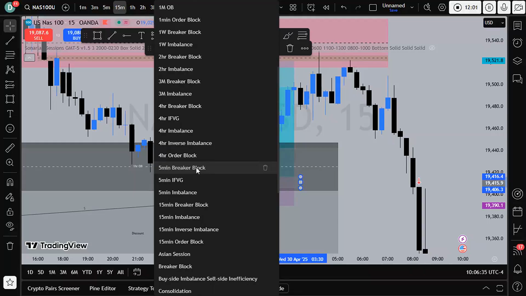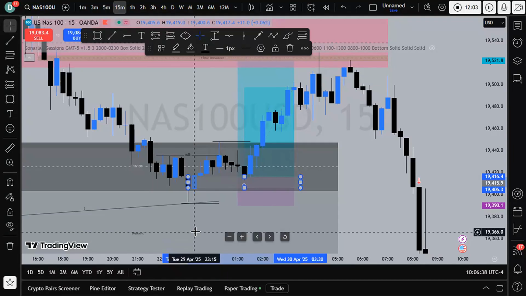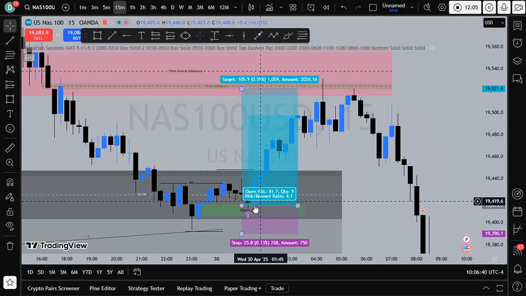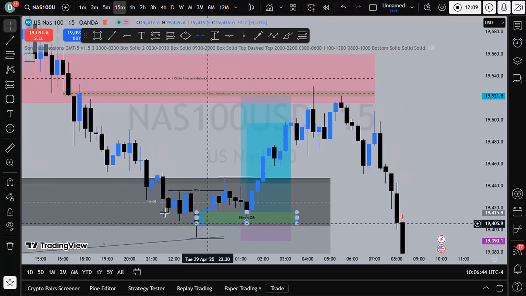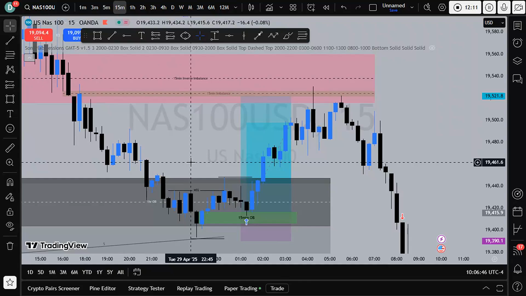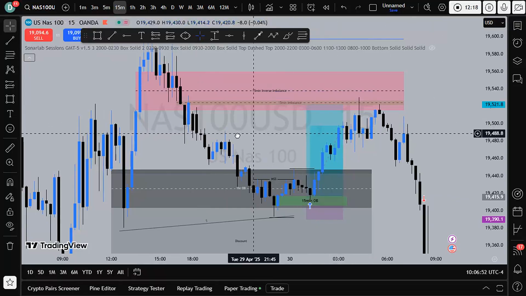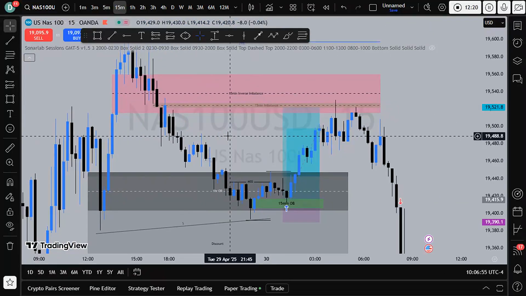So let me just mark out this 15-minute order block. As you can see, price came in and then pushed higher. And that's how you can get into the market. And that's one of the best ways you can get into the market, like one of the safest ways that you can take part in the market.